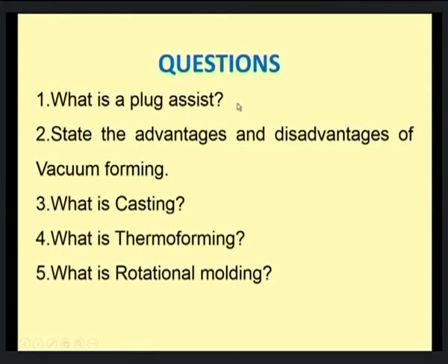After looking into this episode, these are the questions that we should try to answer. What is a plug assist? What are the advantages and disadvantages of vacuum forming? What is casting? What is thermoforming? What is rotational molding? Thank you.